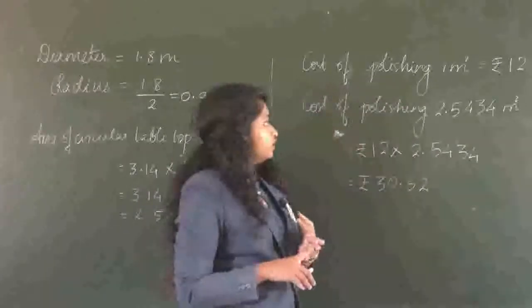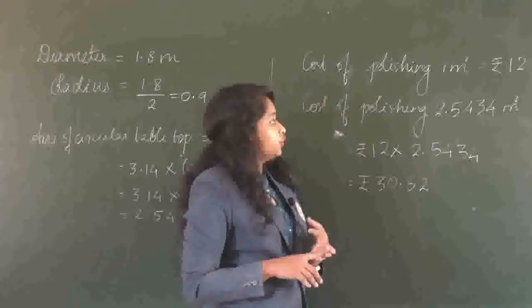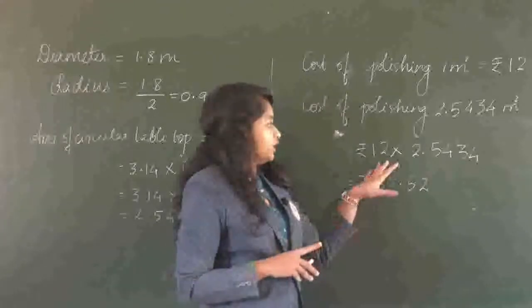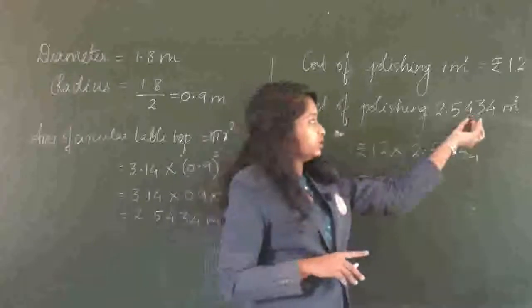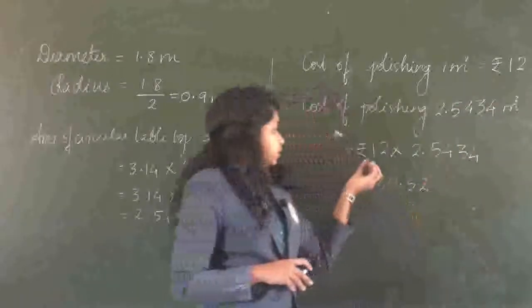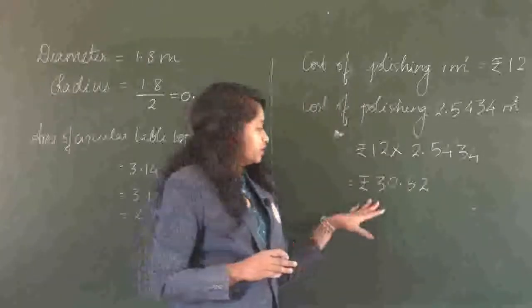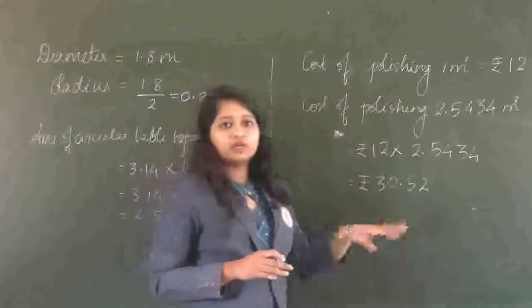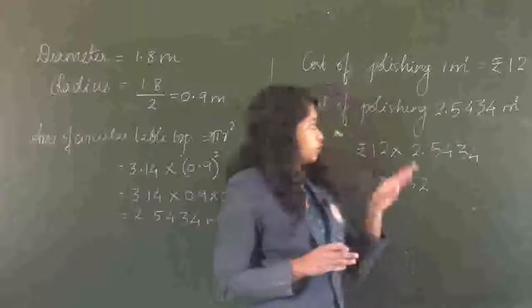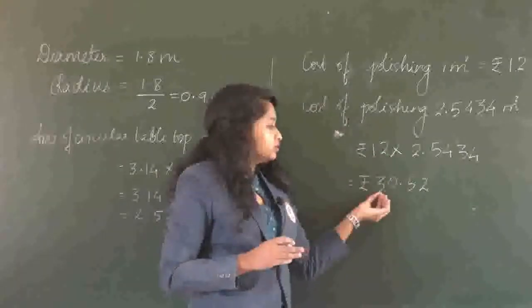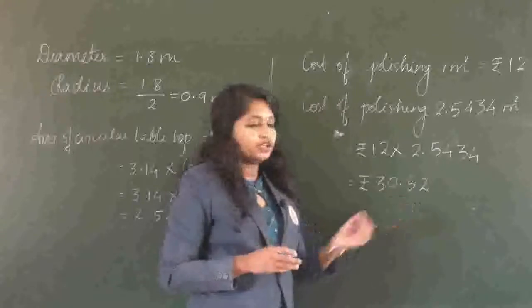So we should find the cost of polishing 2.5434 meter square. For that, we should multiply this value with 12. Rupees 12 into 2.5434, we get it as rupees 30.52. So the cost of polishing the whole tabletop is rupees 30.52.